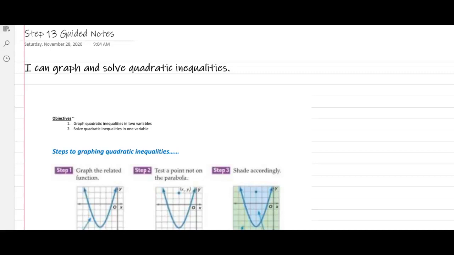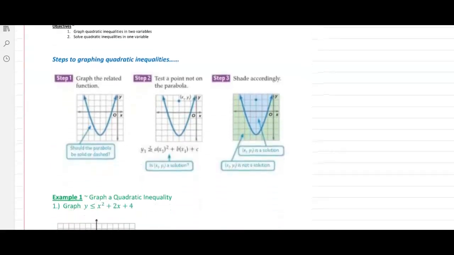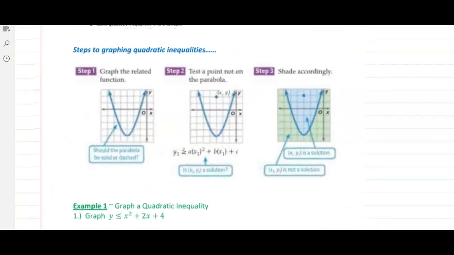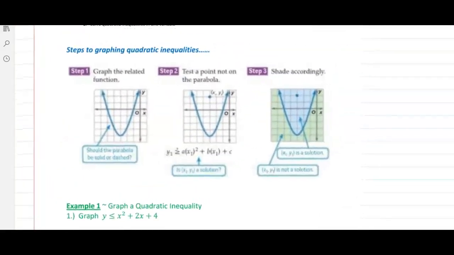Next up, we're going to talk about solving and graphing quadratic inequalities. Now, much like solving and graphing linear inequalities, you're going to find some of this very similar to what we did in step 10 when we were just solving and graphing quadratic equations. Specifically, when we're talking about graphing. In order to graph a quadratic inequality, we just graph the quadratic equation that would be related to that function. Then we're going to test a point and decide where to shade.